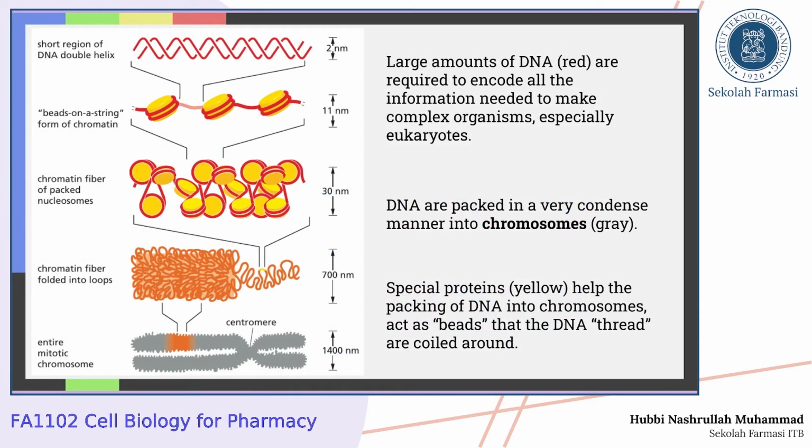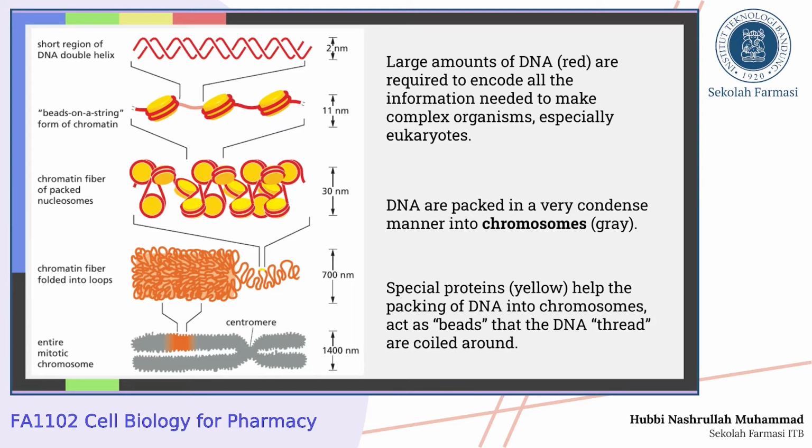Large amounts of DNA are required to encode all the information needed to make complex organisms, especially eukaryotes. Now, in eukaryotic cells, all of this information is stored in the cell nucleus, which is only about 5 to 8 micrometers in diameter. This is relatively very small when we consider that each cell contains around 2 meters of DNA. This is roughly equivalent to packing 40 kilometers of very fine thread into the size of a tennis ball.